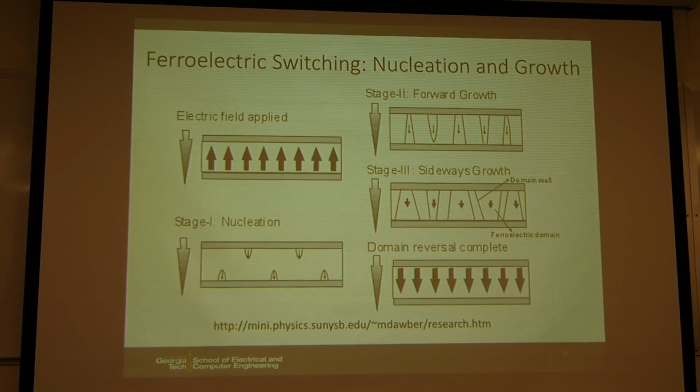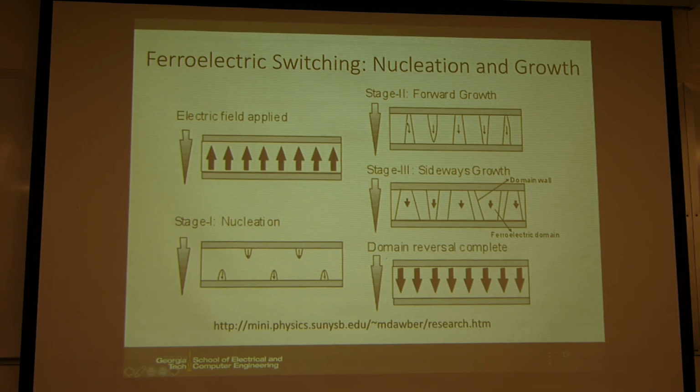The switching can be understood as nucleation and growth. If you take a ferroelectric, assume it's initially pointing upward. Then you apply an electric field that's pointing downward. What happens is that initially you have nucleation. The nucleation happens because there are defects in the material. These defects act as a nucleation site for the nucleation to occur.